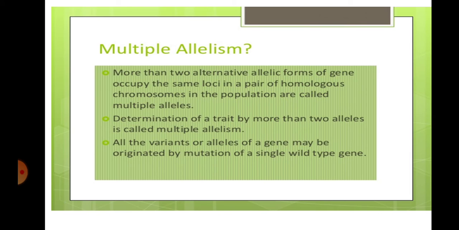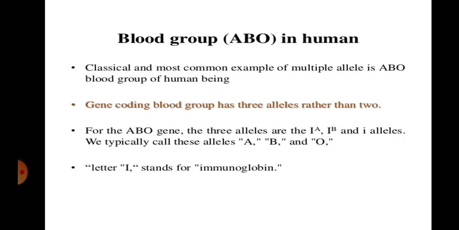What is multiple allelism? More than 2 alternating allelic forms of a gene occupying the same locus in a pair of homologous chromosomes in the population are called multiple alleles. Determination of a trait by more than 2 alleles is called multiple allelism. All the variants or alleles of the gene may have originated by mutation of a single wild type gene.